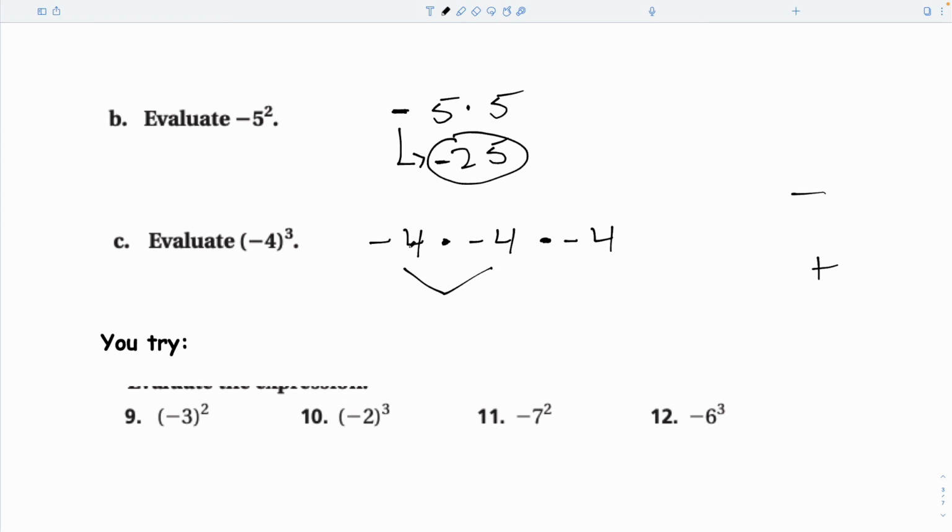Taking a risk. Negative 4 times negative 4 is positive 16, correct? Okay. 16 times negative 4, is that going to give me a positive answer? No. Daniel? No. It is negative. If you have an odd exponent, and a negative number, the answer will be negative.